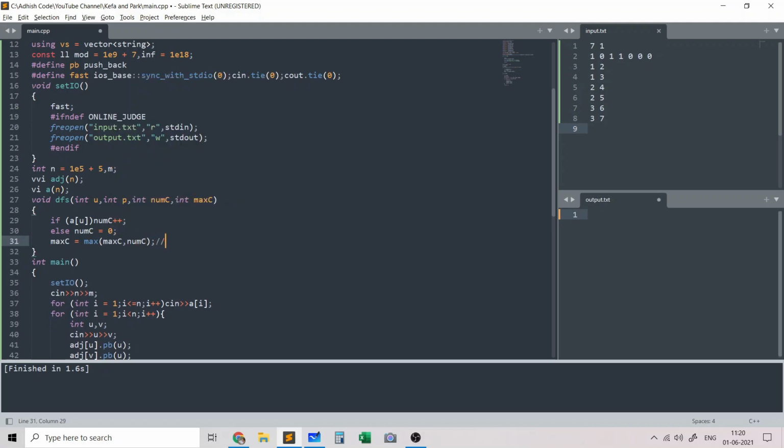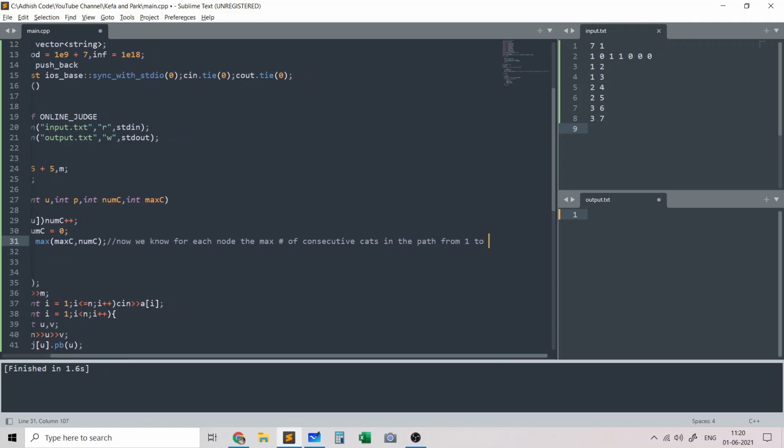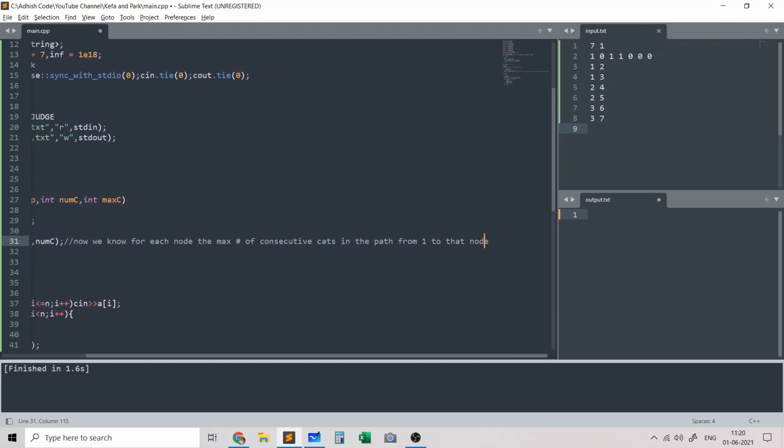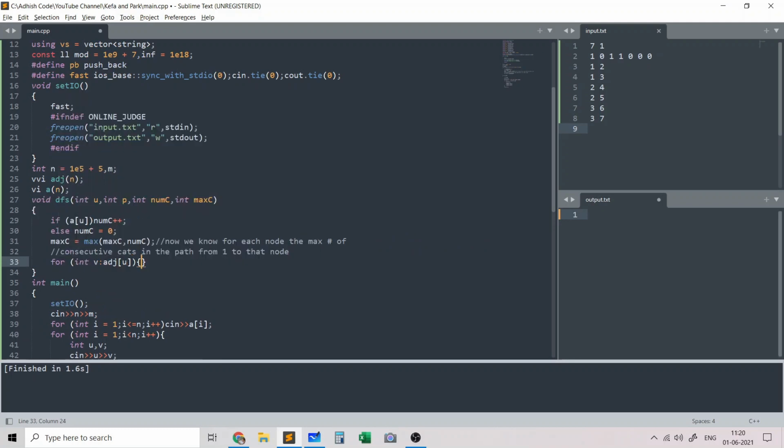Now we know for each node the max number of consecutive cats in the path from 1 to that node, and that's what we need to store essentially when we are computing the leaves. When we add the leaves, we need this information. So let's store the number of children, num children.